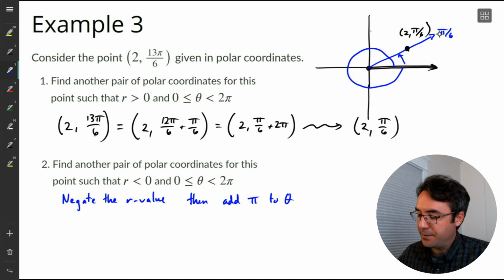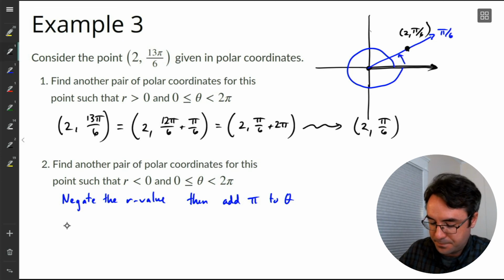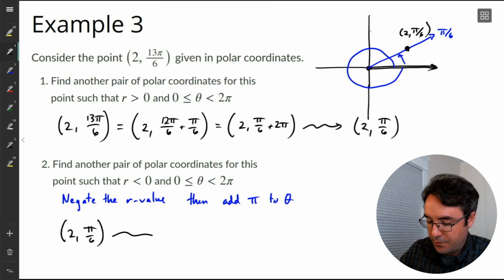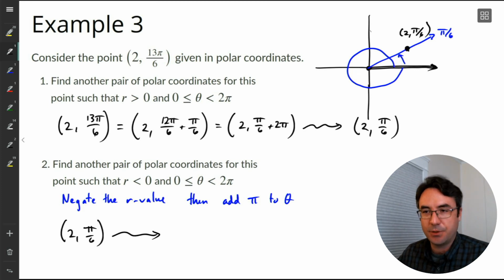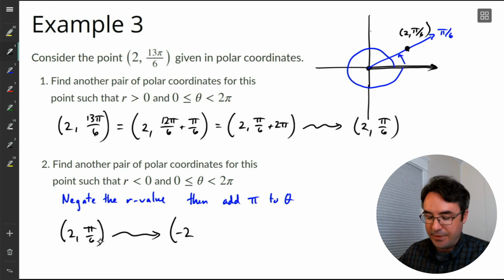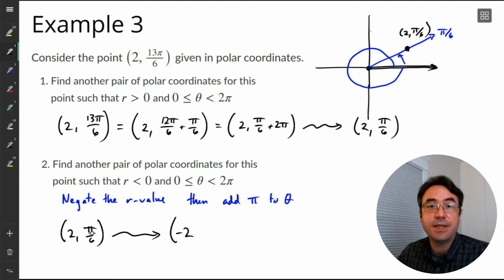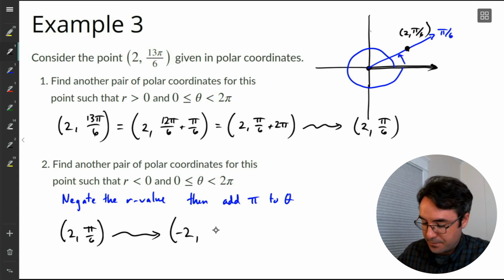So if we're at the point 2 comma pi over 6, to get this other representation, we're going to negate the r value, so we're going to get -2. And then we have to adjust the angle. So instead of pi over 6, we're going to either add or subtract pi. If we subtracted pi, it would take us outside of this inequality, so we're going to add pi. So we'll have pi over 6 plus pi.